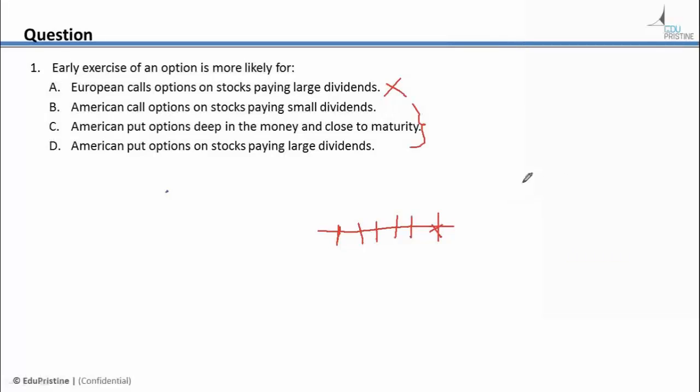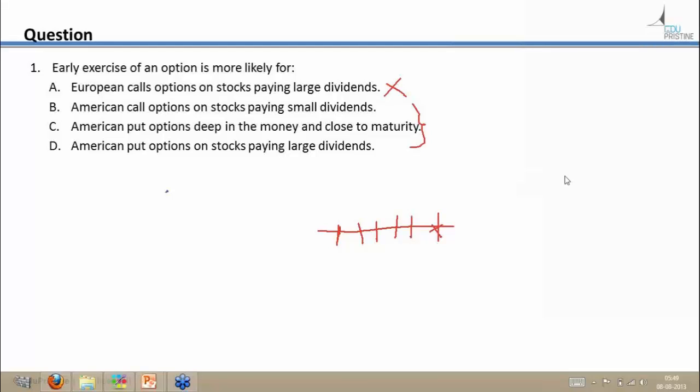Okay, so I got one answer which says C. C says American put options deep in the money and close to maturity. Okay, that seems the correct answer, but why, may I ask if somebody can answer me? Why? So I got this answer from Ashish Ranjan.